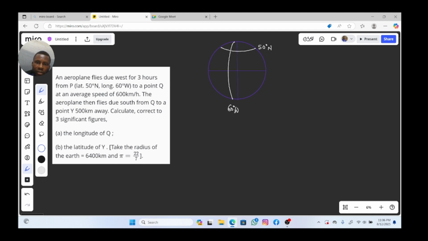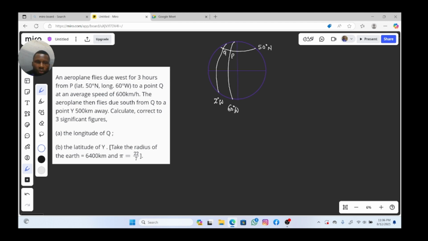Alright, so where the two points met is P. Now the aeroplane flew from this P towards the west side. That's what the question says. It moved due west for 3 hours, so it moved towards the western part, to a new point Q. We don't know the longitude of that Q, so we just draw the line, and we could call it X. So this is the longitude of that one. So I can call it X degrees west. Okay, so where the two of them met, that point there is called the Q.